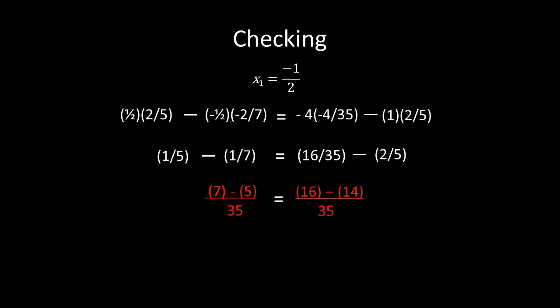The next step is to find the LCD. The LCD in the left side is 35 and it will become 7 minus 5 over 35. The LCD in the right side is 35 also and it will become 16 minus 14 over 35. In the left side, we will subtract 5 from 7 and it will become 2 over 35. In the right side, we will subtract 14 from 16 and it will become 2 over 35. Since the final answer in both sides are equal, therefore, negative 1/2 is a solution.